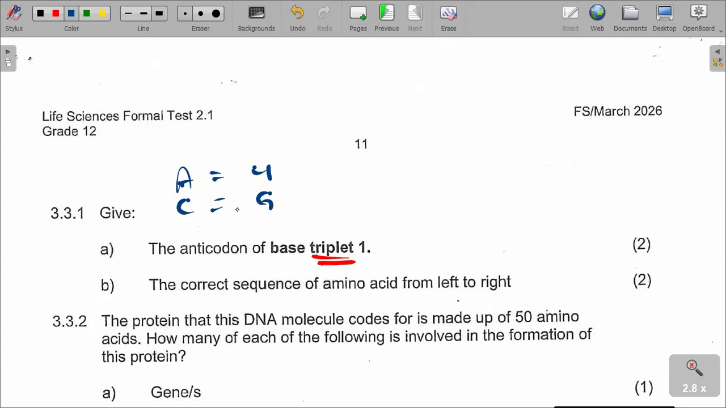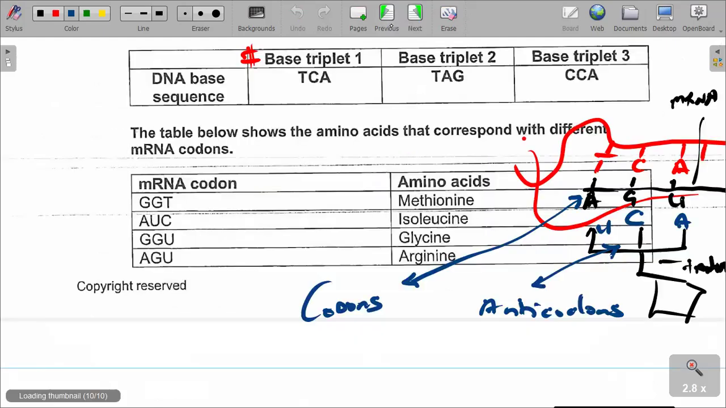So now, in terms of this, our base triplet 1, we are given that it is what?